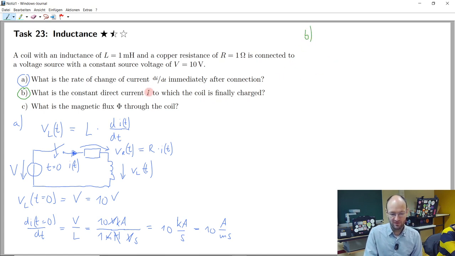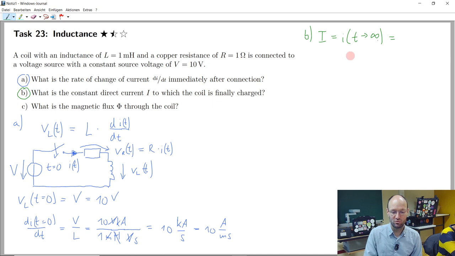And here, as already discussed, the question is, what is the constant direct current to which the coil is charged if the coil is fully charged? So the constant current that we are looking for is the current in the circuit if we wait long enough, if time goes to infinity, if the coil is fully charged. So any ideas how to calculate this?